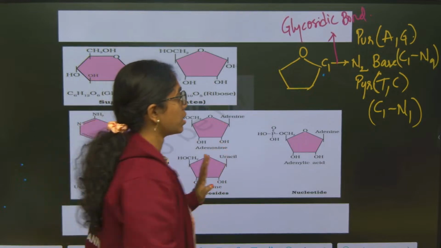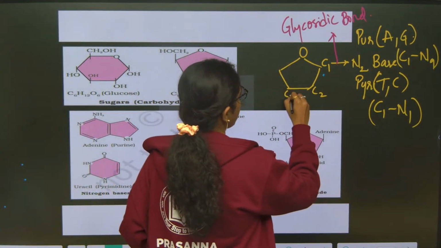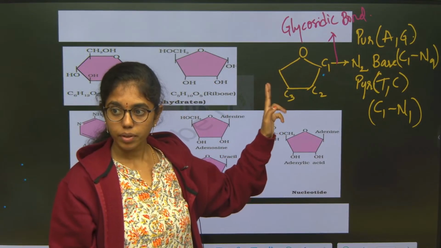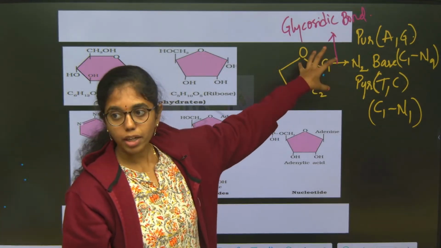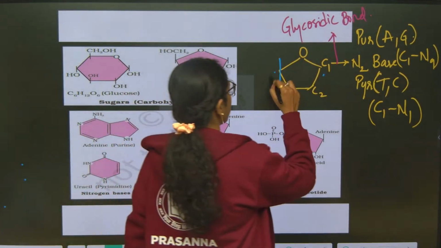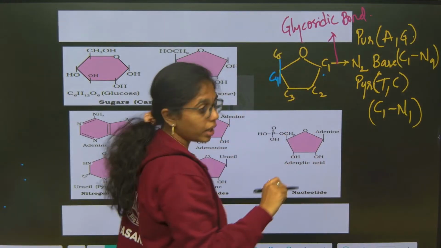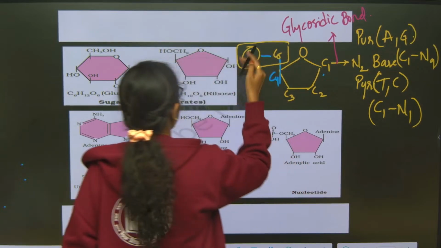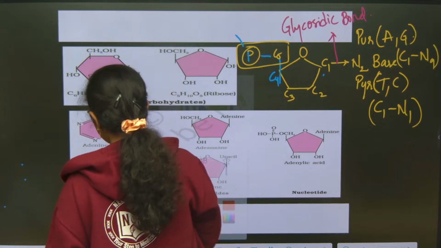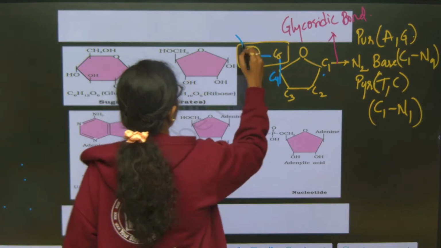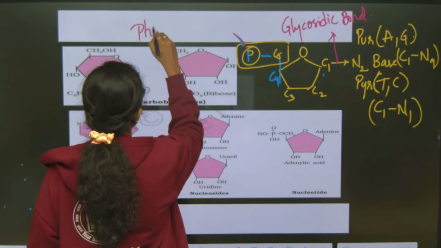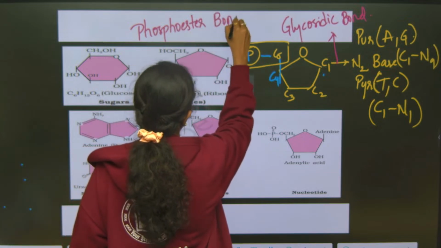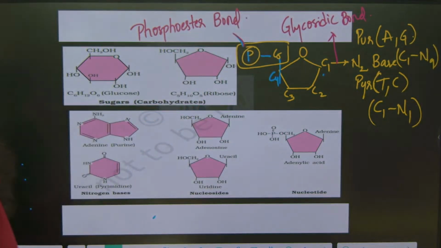Now you see, both are glycosidic bonds only. Any doubt? So this forms a nucleoside. Now the fifth carbon of the sugar is connected to what? A phosphate group. By what bond? An ester bond. This is called a phosphoester bond.